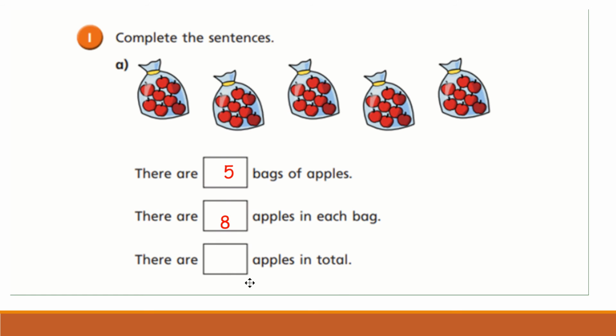How many apples in total? We know that 5 lots of 8s equal 40. So the answer was 40. If we count on in 8s, 8, 16, 24, 32, 40. So well done if you got the first part correct.